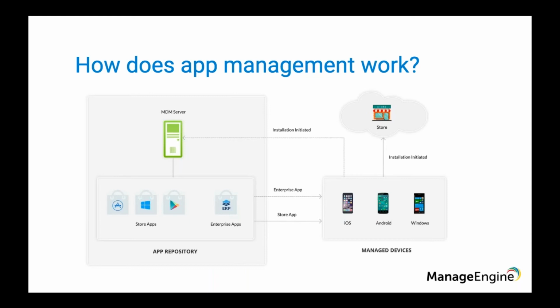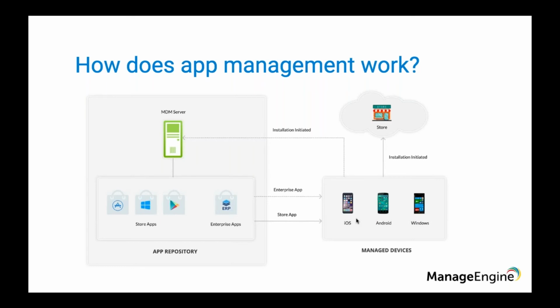So let us try to understand how app management actually works. Firstly, you need to build the app repository by adding store apps and enterprise apps. Store apps refers to those apps that are available for public download on the internet, whereas enterprise apps are those apps that are specific to your organization and are in-house apps. Once you have built your app repository, the next step is to distribute these apps to the devices. Once the apps are distributed to the devices via the MDM server, they contact the respective store in case of store apps or contact the MDM server in case of enterprise apps.